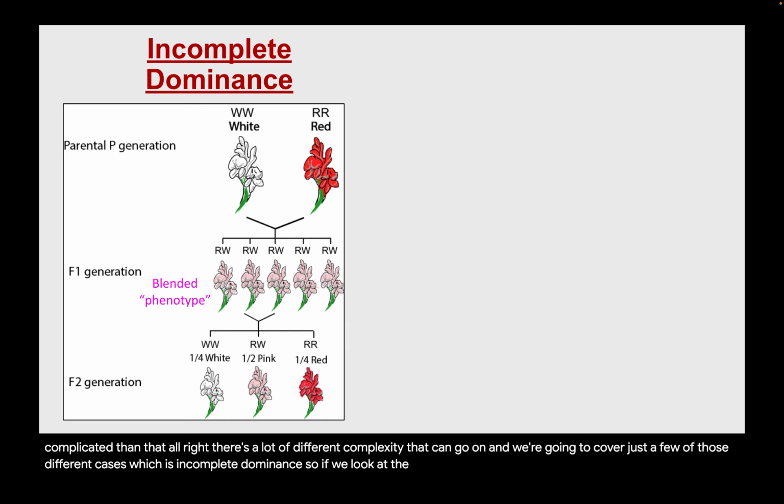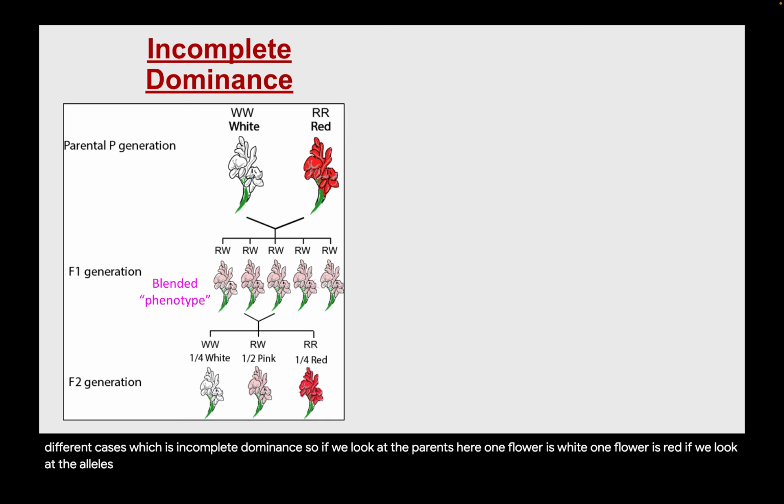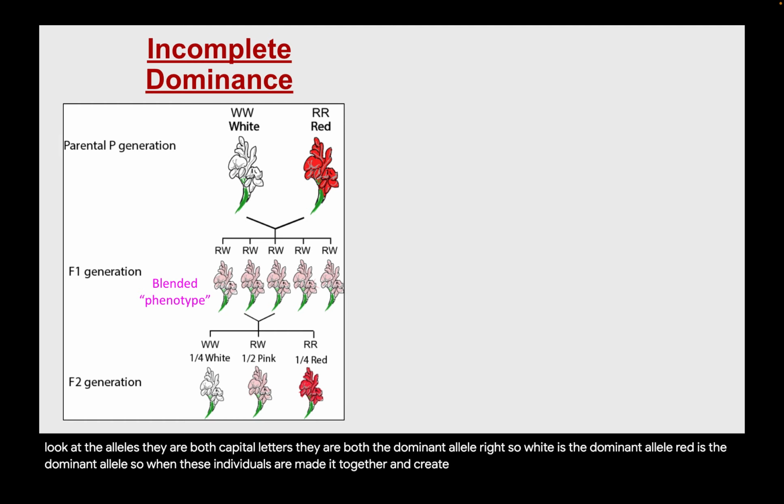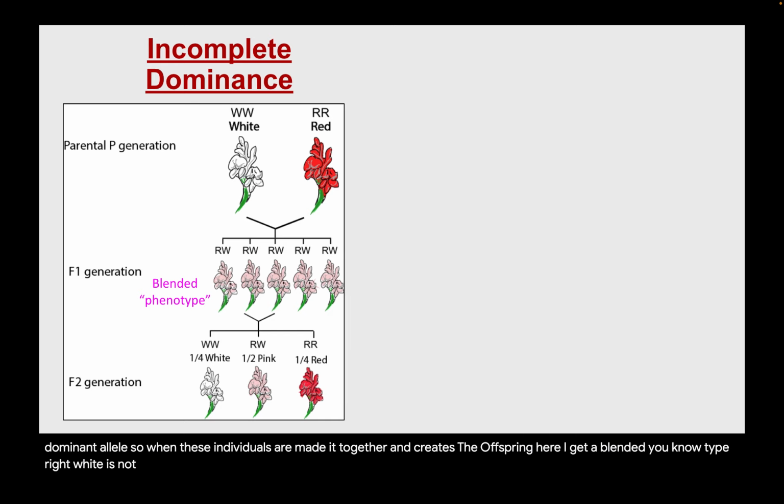So if we look at the parents here, one flower is white, one flower is red. If we look at the alleles, they are both capital letters. They are both the dominant allele. So white is the dominant allele, red is the dominant allele. When these individuals are mated together and create the offspring here, we get a blended phenotype. White is not dominant, red is not dominant, but rather they're blending together to create a third color, and so they have this pink color to them. They each have an incomplete dominance.